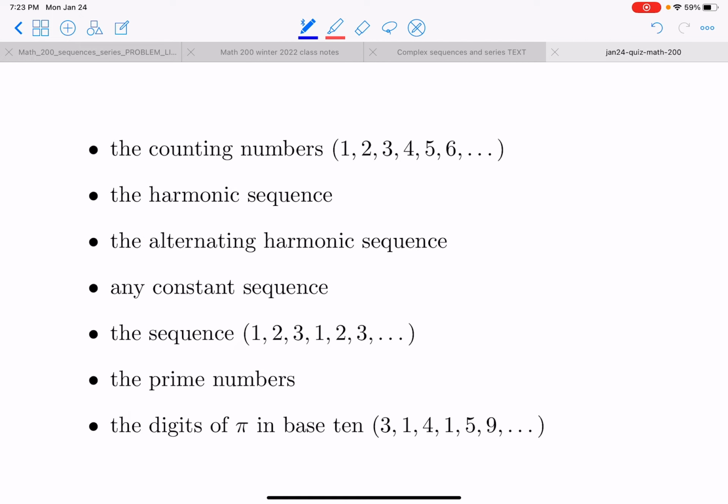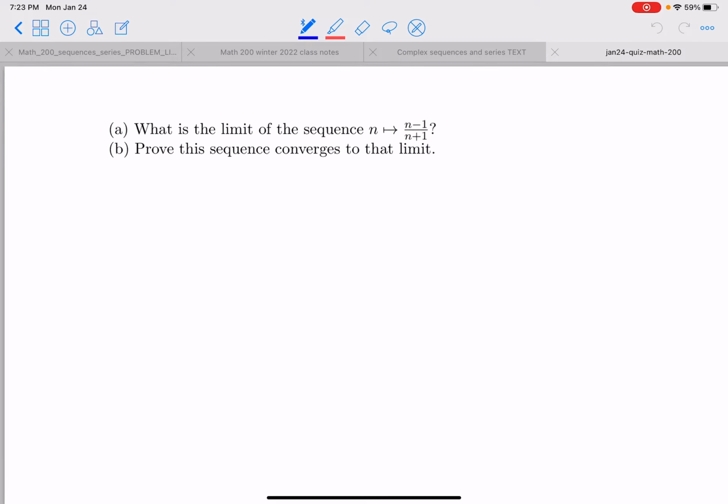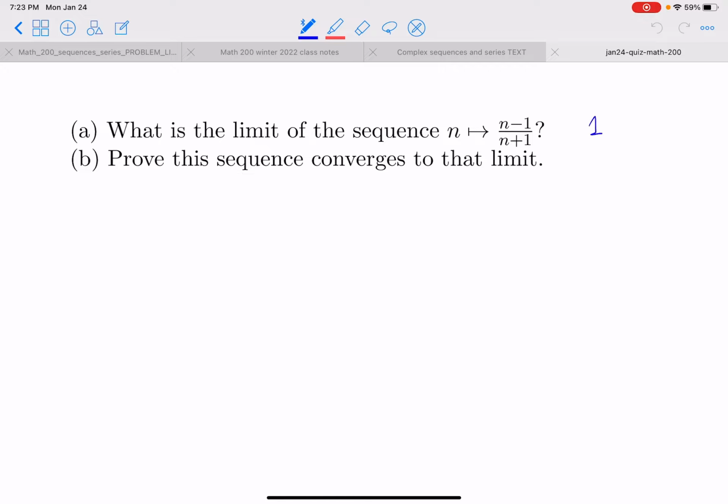Okay, so unbounded, bounded, bounded, bounded, bounded, unbounded, bounded, because these are just digits. They never have 10, and they can't be 10. It's just the digits. It can only be 9 or less. Okay, so then this one, first of all, the limit is equal to 1.